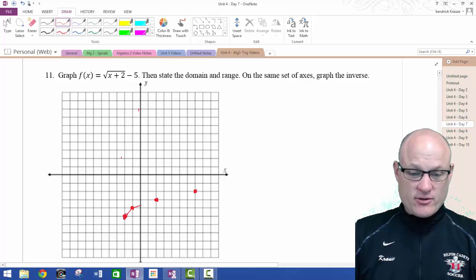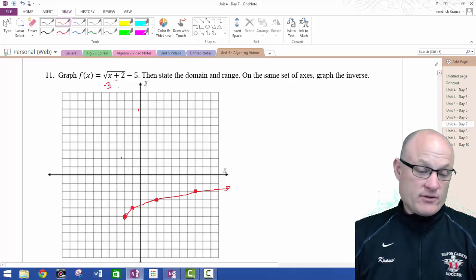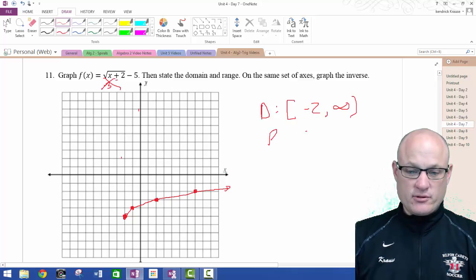And I can't go to the left because you cannot take the square root of negative numbers. So I can't put in negative 3, because if I put in negative 3 here, I would have a negative number. So there's your starting point. Those are the only 3 points I can graph. I'm not worried about the inverse. The domain is from negative 2, we move to the left 2, to positive infinity. And the range is from, let's see, we went down 5, so negative 5, and we're going all the way up to positive infinity.